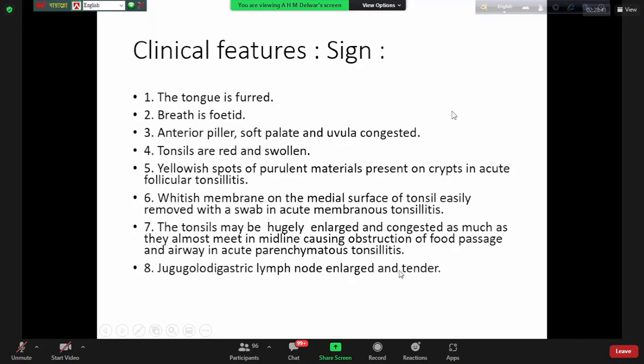Jugulodigastric lymph node enlarged and tender. The jugulodigastric lymph node is the draining lymph node of the tonsil. Where is it present? It is present half an inch below and behind the angle of the mandible. Half an inch behind and below the angle of the mandible.